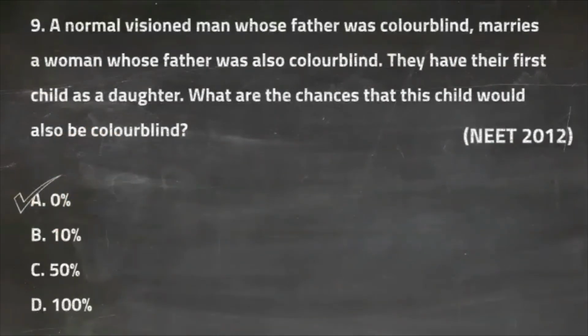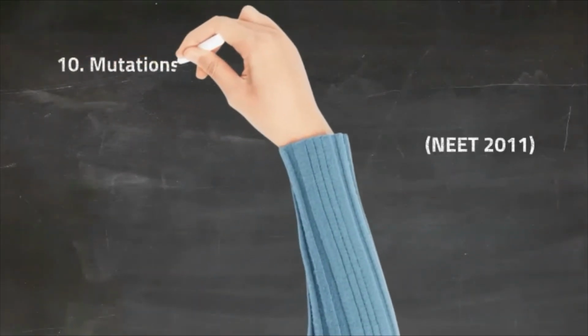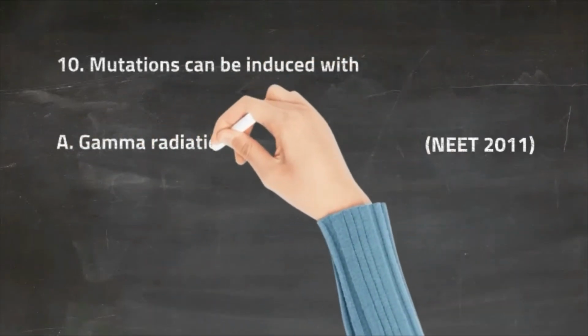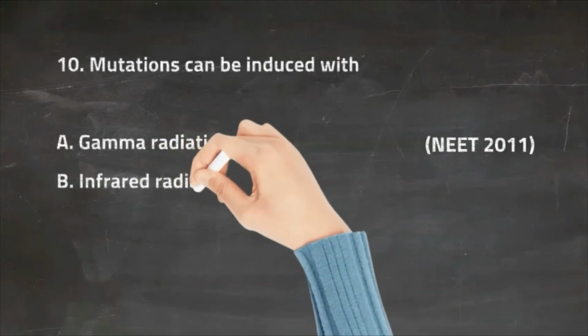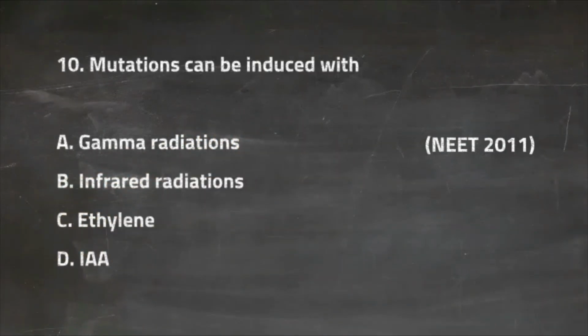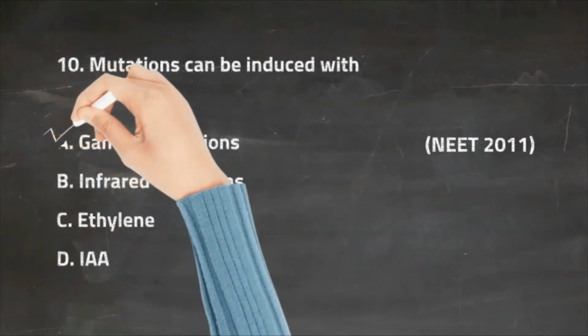So the last question for this lecture is: mutations can be induced with, the first option is gamma radiations, the second option is infrared radiations, the third option is ethylene, and the last option is IAA. So the right answer for this question is option A, that is gamma radiations.